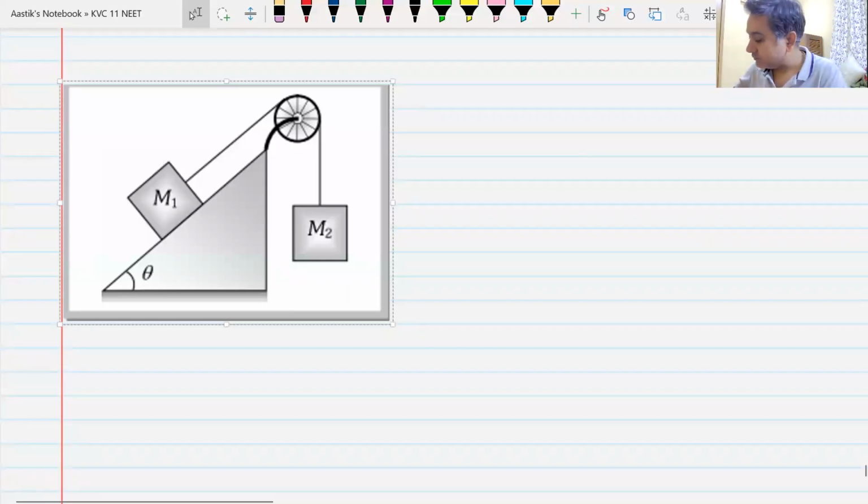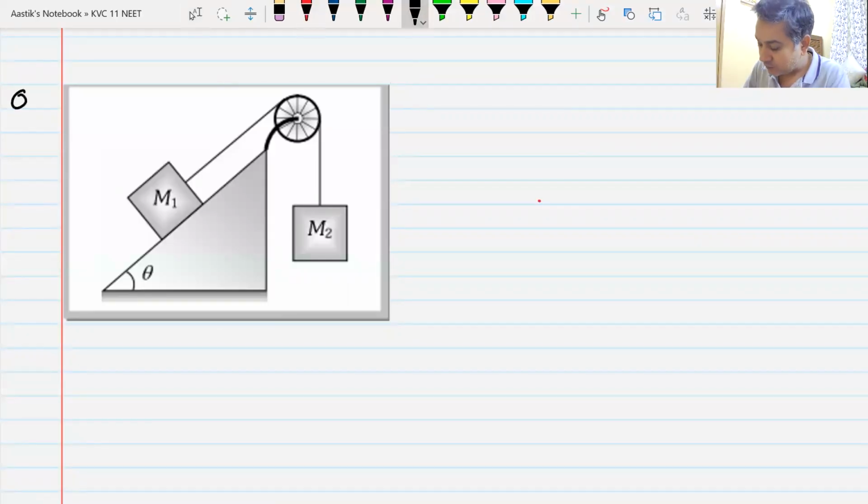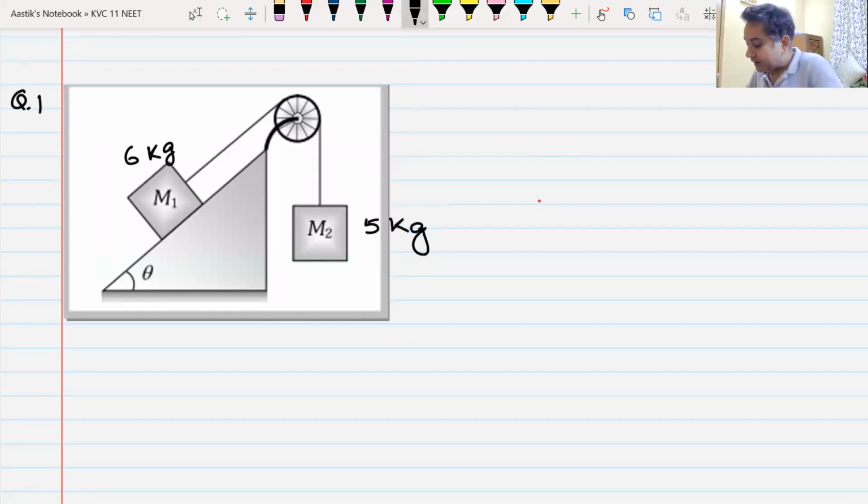This is the question. Question number 1. The value of m1 is 10 kg. No, let me change the value. The value of m1, let us say, is 6 kg. The value of m2 is 5 kg. And this angle is 30 degrees. Can you tell me the acceleration of the blocks? You have 2 minutes to do this.